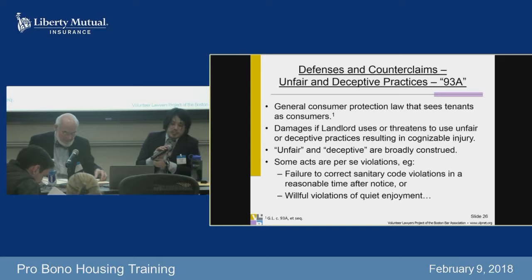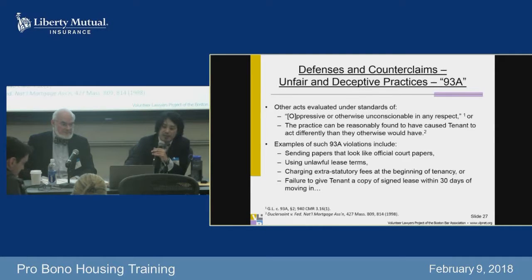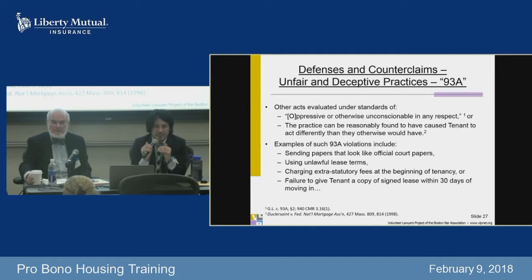So some acts or omissions are going to be per se violations according to statute or regulation. Those include failure to correct the sanitary code violations in a reasonable time after notice, willful violations of quiet enjoyment. There are certain things like that which, if the landlord has done, we know are going to be a 93A violation. But other acts that the landlord does or omissions are evaluated under standards of oppressive or otherwise unconscionable in any respect, or they're going to see if the practice can be reasonably found to have caused the tenant to act differently than they otherwise would have, right? And so the idea here is that you can't list every unfair thing or deceptive thing that a landlord could possibly do. So whatever the landlord has done that we think might be unfair are going to be judged under these standards.